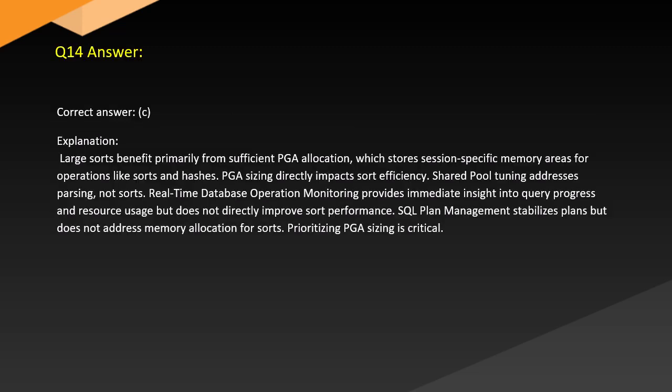Answer. Correct answer: C. Explanation. Large sorts benefit primarily from sufficient PGA allocation, which stores session-specific memory areas for operations like sorts and hash. PGA sizing directly impacts sort efficiency. Shared pool tuning addresses parsing, not sorts. Real-time database operation monitoring provides immediate insight into query progress and resource usage but does not directly improve sort performance. SQL plan management stabilizes plans but does not address memory allocation for sorts. Prioritizing PGA sizing is critical.